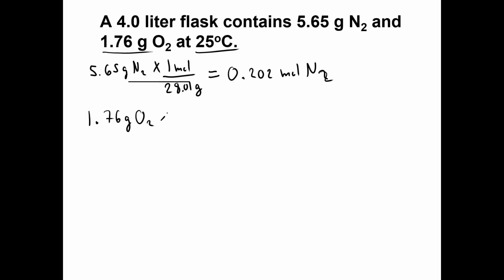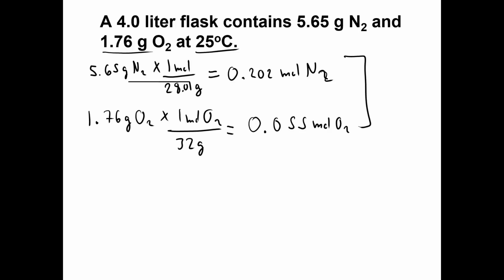Of O2 times 1 mole of O2 divided by 32 grams. I get a partial pressure of 0.055 moles of O2. Again, I can use that and plug it into PV equals nRT. They're both gases, although contained together in the flask, under these conditions, 25 Celsius and 4 liters, right?